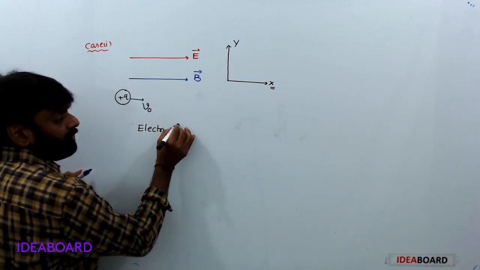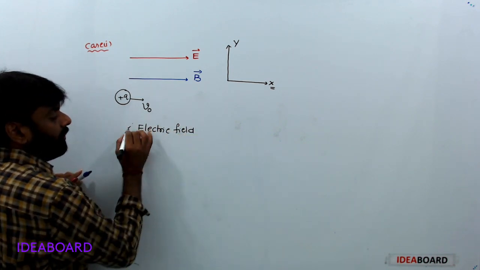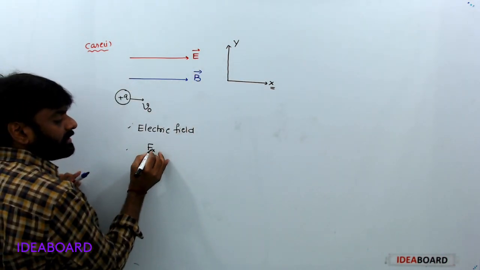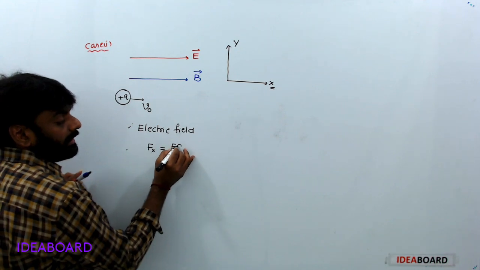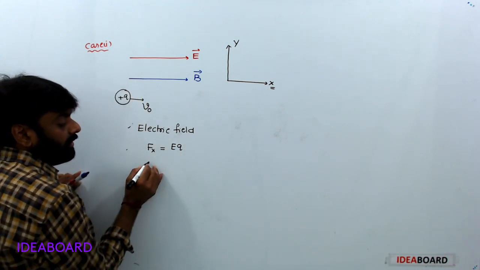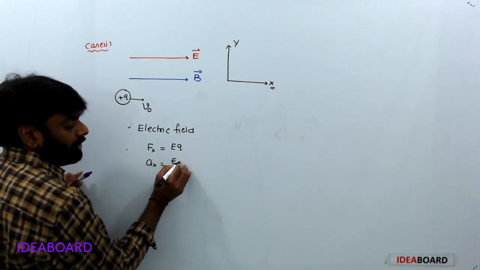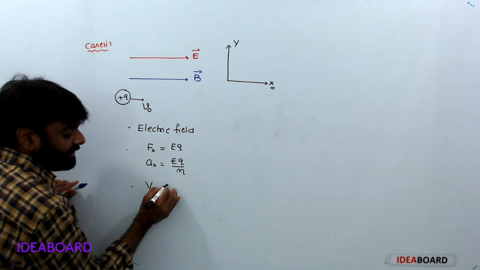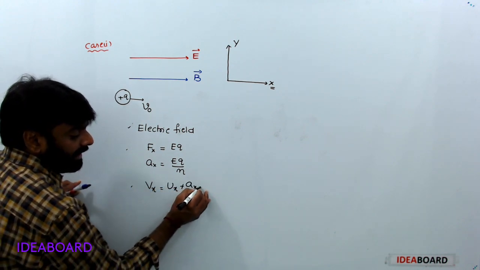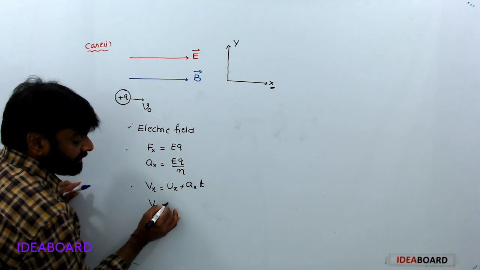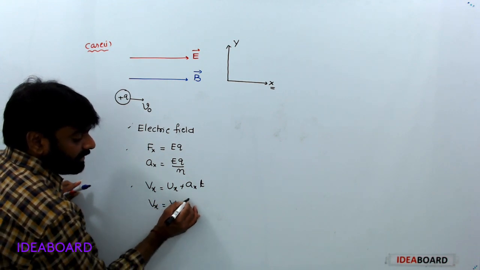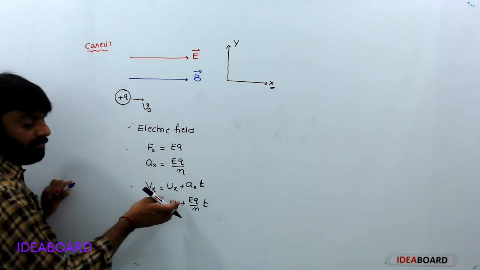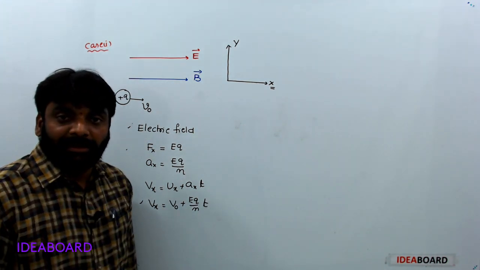So first of all, electric field influence. It is along the x direction. So F suffix x is equal to EQ, the force on the charged particle. So Ax is equal to EQ by m. After a certain time, velocity Vx is equal to Ux plus Ax into t. Ux means V naught, Ax means EQ by m into t. After a certain time, velocity is V naught plus EQ by m into t.